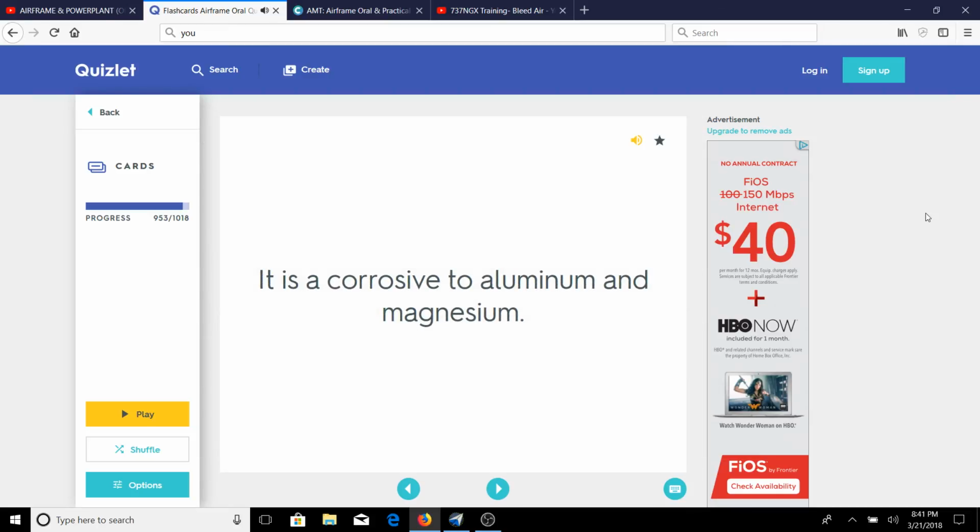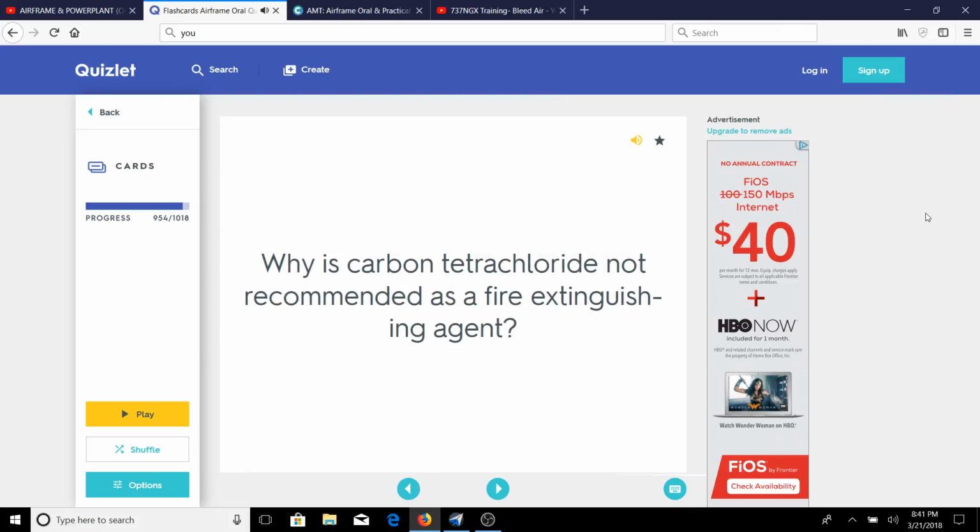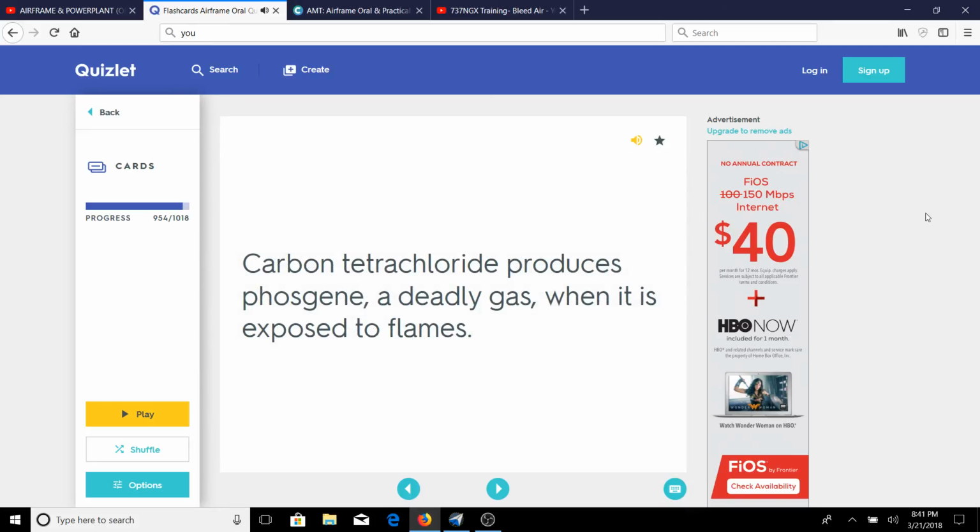What is a major disadvantage of CB fire extinguishing agent for extinguishing aircraft fires? It is corrosive to aluminum and magnesium. Why is carbon tetrachloride not recommended as a fire extinguishing agent? Carbon tetrachloride produces phosgene, a deadly gas, when it is exposed to flames.